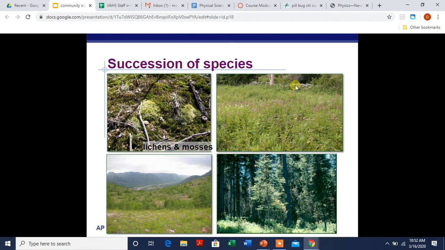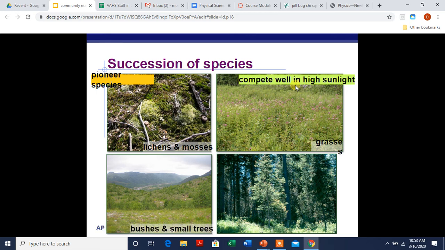So, if we talk about the succession of species in terms of producers, primarily we begin with lichens and moss, like we mentioned, which are called the pioneer species, the first ones that are able to start to grow and proliferate. Then we move to grasses that are able to compete well in high sunlit areas. There's not very many tall organisms or tall plants to shade them. We move on to bushes and small trees, which are more shade tolerant but can still grow well in open sunlight. And then we finish up with tall trees that are very shade tolerant.